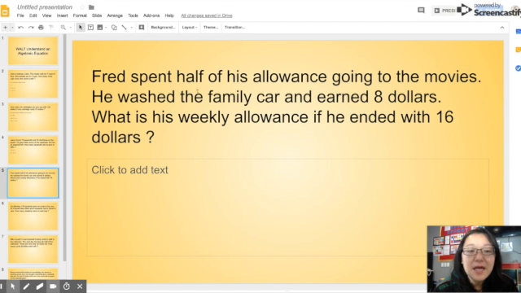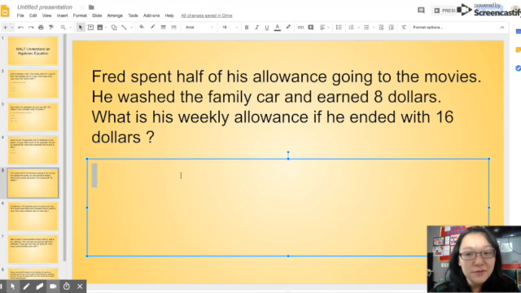to the movies, and then he washed the family car and earned $8, and then he ended up with $16. So first of all, he spent some of his money, then he made some, and then ended with 16. So this is a two-step question where all the numbers are actually relevant. So what do we have here? So half, we need something that is divided by 2. Okay. Half.